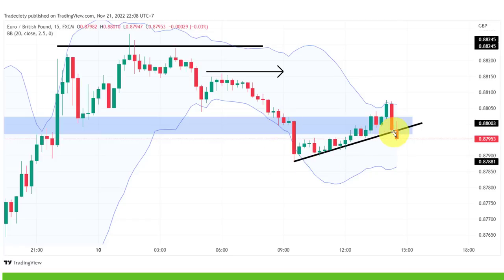We have our first pullback. The pullback is kind of a liquidity run. We move back into the pattern, not too deep, but we also touch the opposite side of the Bollinger Bands. This is a Bollinger Band pullback. We don't stay long at the Bollinger Bands, which is a good signal if you're looking for short continuations. We break the trend line here and we get back below this area. At this point, you could look for a short entry.